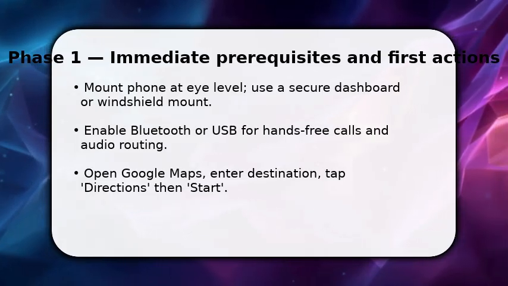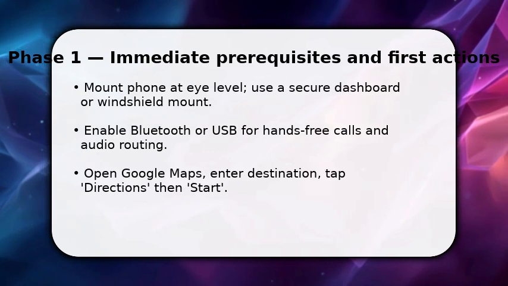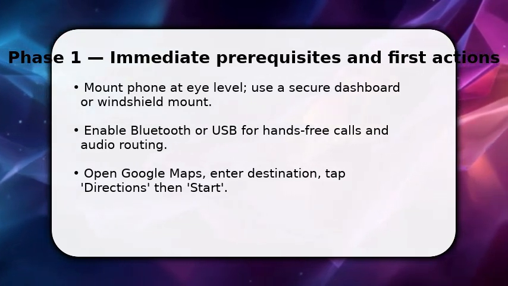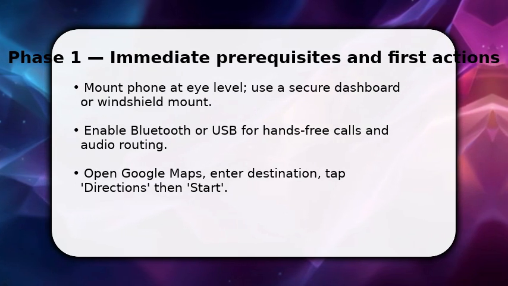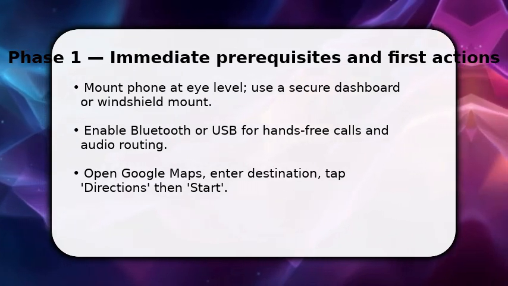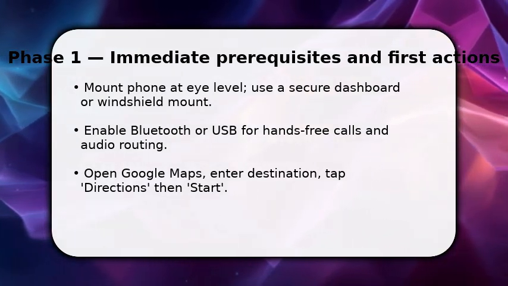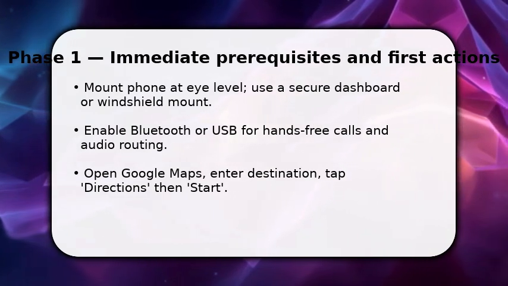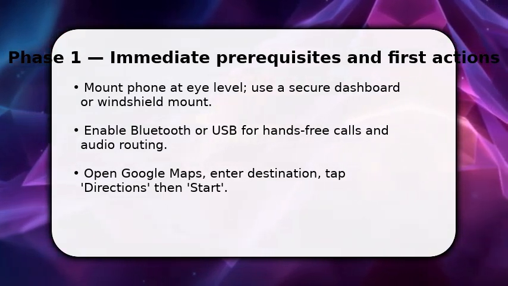You begin by mounting the phone and connecting audio. This reduces distractions and routes voice prompts through your car. Enter the destination in Google Maps, pick the preferred route, and tap directions. Once done, press Start to launch turn-by-turn navigation.